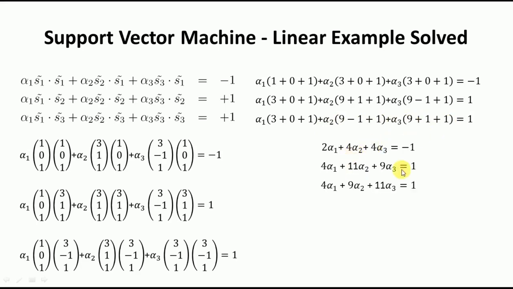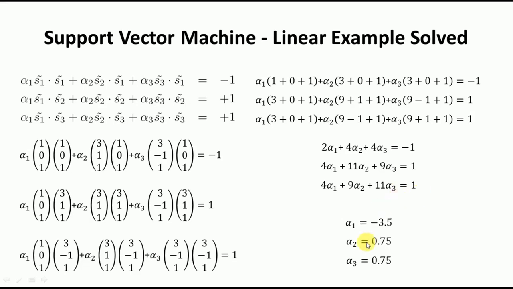Once you get these three equations, what do we need to do? We need to simplify these equations so that we get the values of alpha 1, alpha 2, alpha 3. We have three simultaneous equations and three variables, so we can easily solve them. Once you solve it, you will get alpha 1 is equal to minus 3.5, alpha 2 is equal to 0.75, alpha 3 is equal to 0.75 in this case.